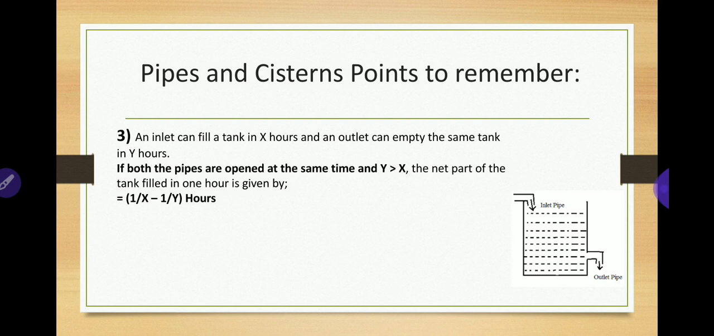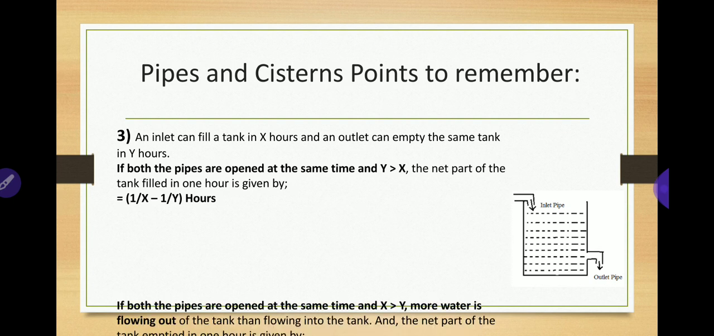The other way you can also say it is that x is the time required to fill the tank and y is the time required to empty the tank. Therefore to x we have given a plus sign, and to y we have given a minus sign, and we have subtracted the capacity of each inlet and outlet pipe.